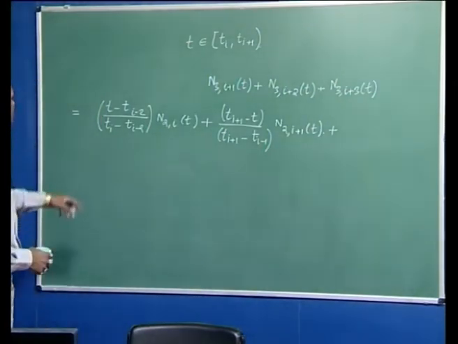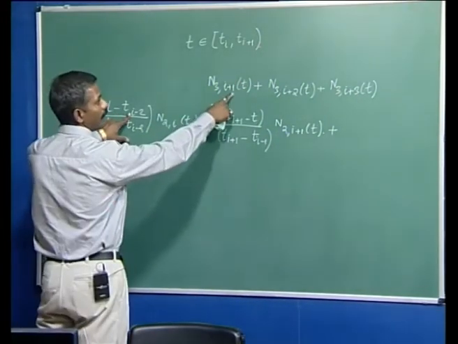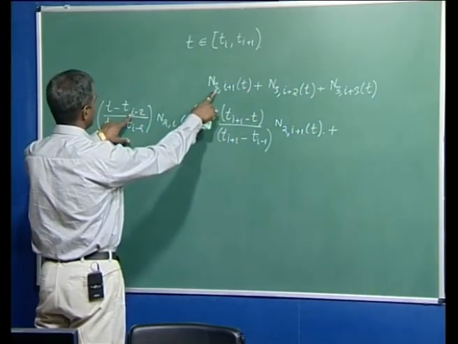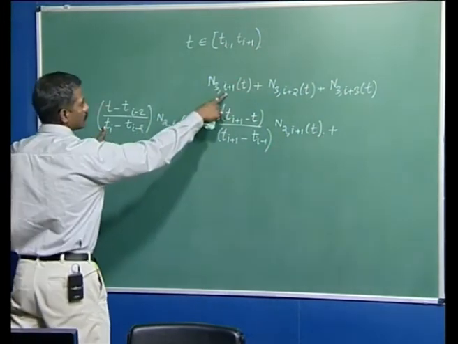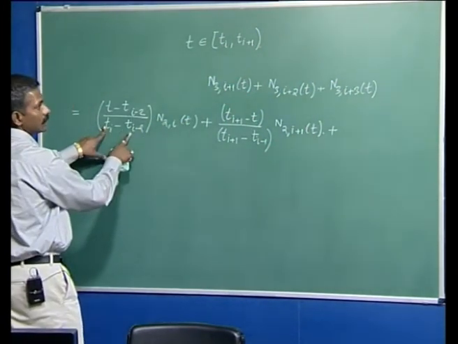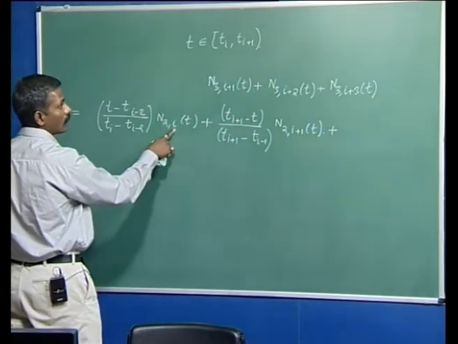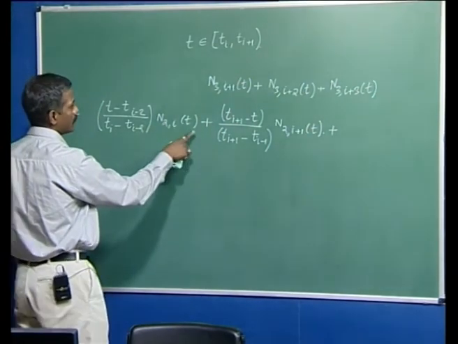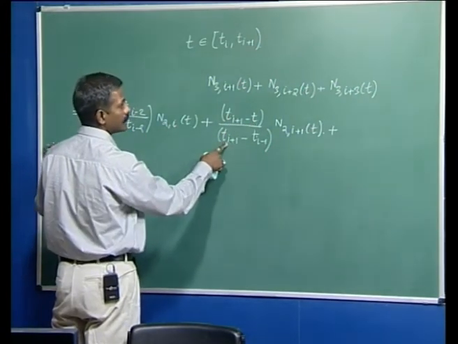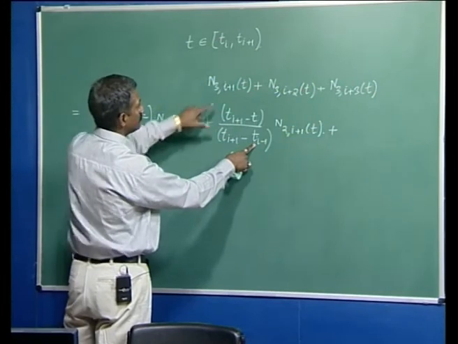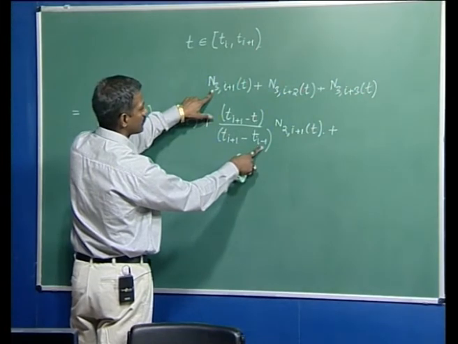Now let's see if this is correct. So t minus t_{i+1-3}, which is i minus 2, and then this is t_{i-1}. So i+1 minus 1 is t_i minus t_{i-2}. This is N_{2,i+1-1}, N_{2,i}, plus (t_{i+1} minus t) over (t_{i+1} minus t_{i+1-3}, which is i minus 2, plus 1, which is i minus 1).